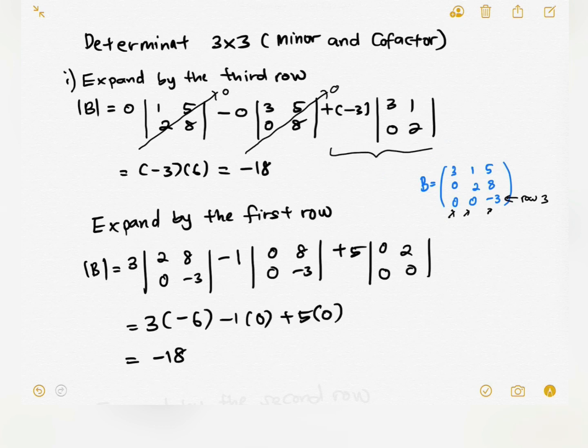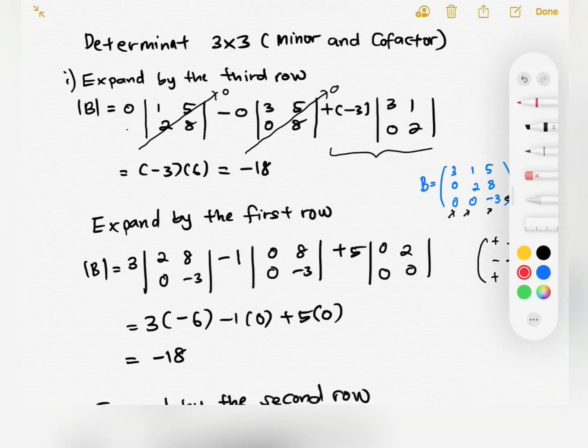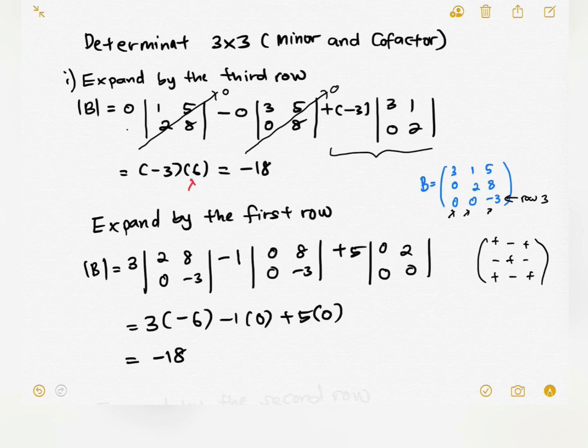So remember the cofactors. The sign for cofactor for the third row is plus minus plus. So what's left is negative 18, the AD minus BC. The 6 here is actually 3 times 2 minus 1 times 0, AD minus BC.